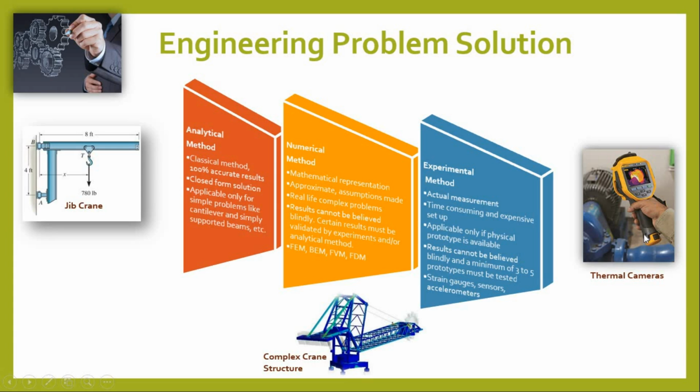If you take the example of thermal cameras detecting temperature, you can see the temperature gradient by using these thermal cameras, or you can find the displacement by using strain gauges, or the acceleration by using accelerometers. So there are three major methods, analytical, numerical and experimental, to solve any engineering problem. But most real-life complex problems are solved by using the numerical method. We will discuss these methods in later slides.